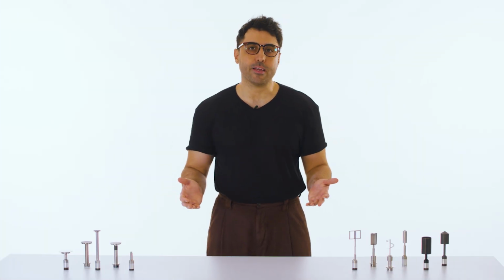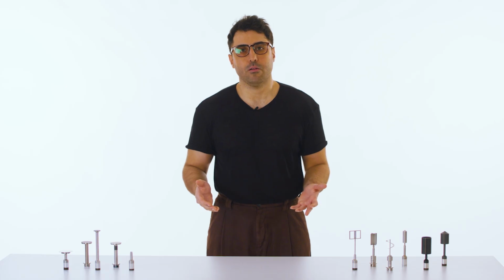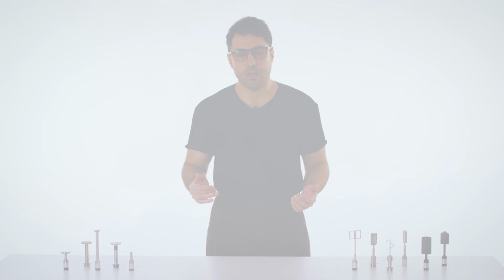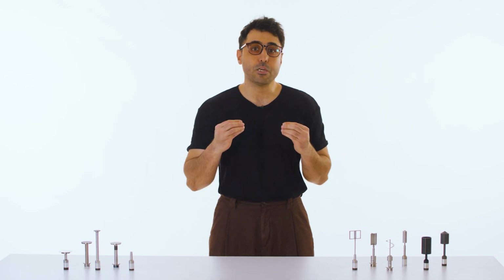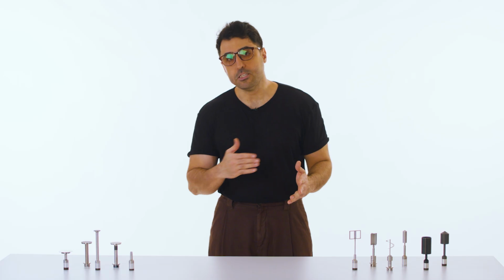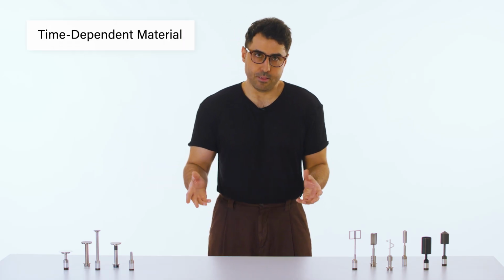Now think about applying a constant shear rate to a material, a relatively low one. Some materials reach a steady state in just a few seconds. Others take hundreds or even thousands of seconds to settle into a steady state. When the material reaches a steady state quickly, any time dependency is so small, we can usually ignore it. We may call that time-independent behavior. But when it requires a substantial time to reach a steady state, that's a time-dependent material.